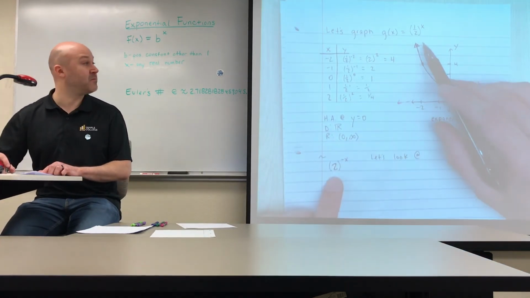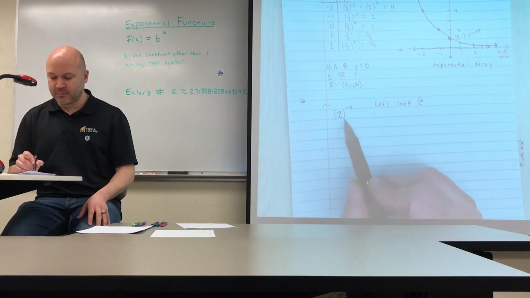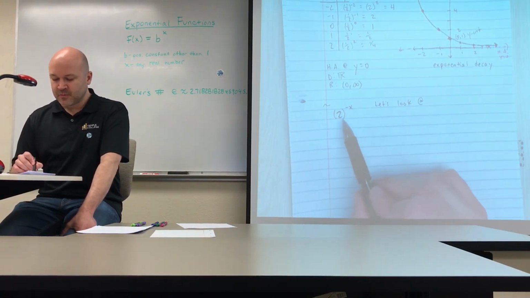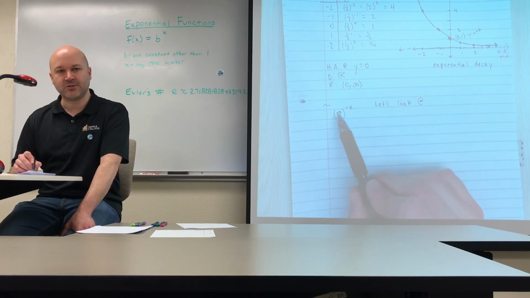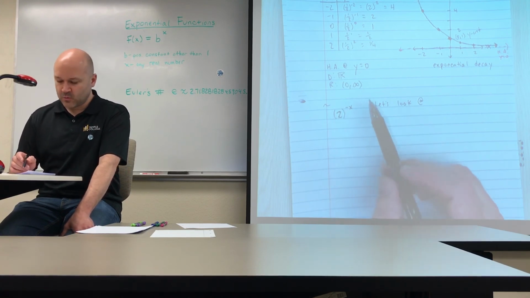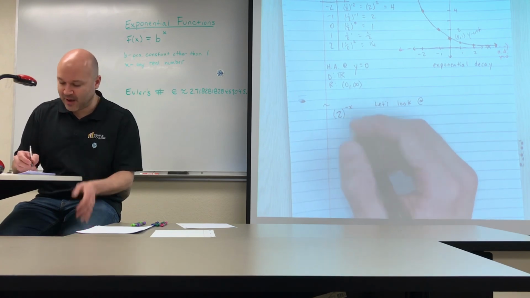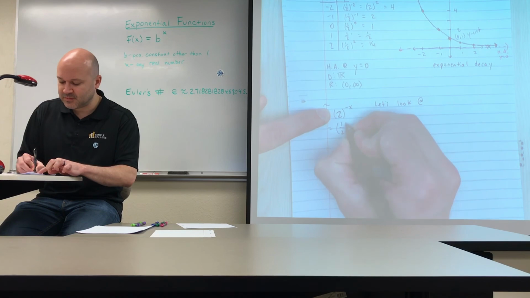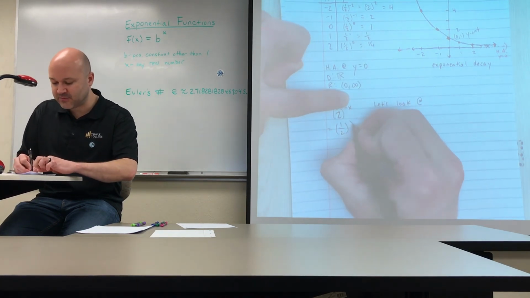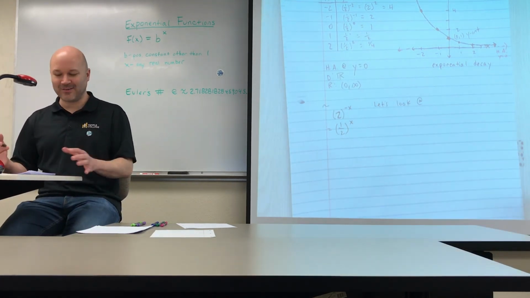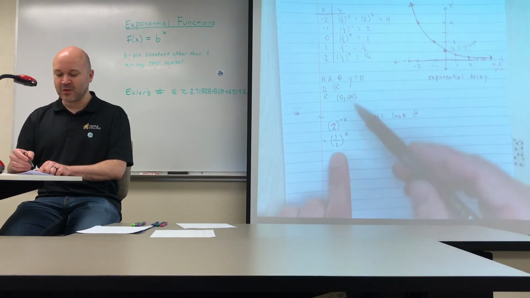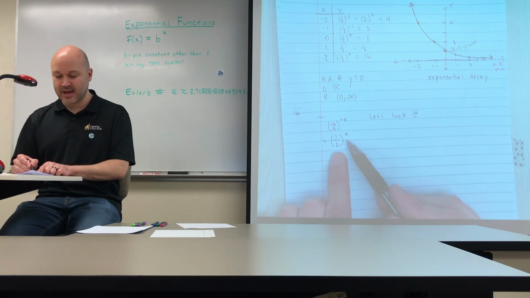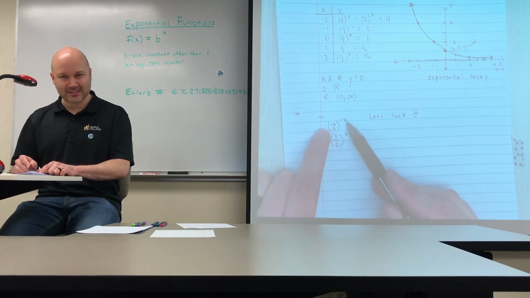Well, this is not quite the same as (1/2)^x, but let me play around with some exponent rules or properties. If you have a base being raised to a negative power, you simply get rid of the negative power by reciprocating your base. And that's now being raised to a positive exponent. Oh yeah, that's what we just graphed. So (1/2)^x can be rewritten as 2 to the negative x.